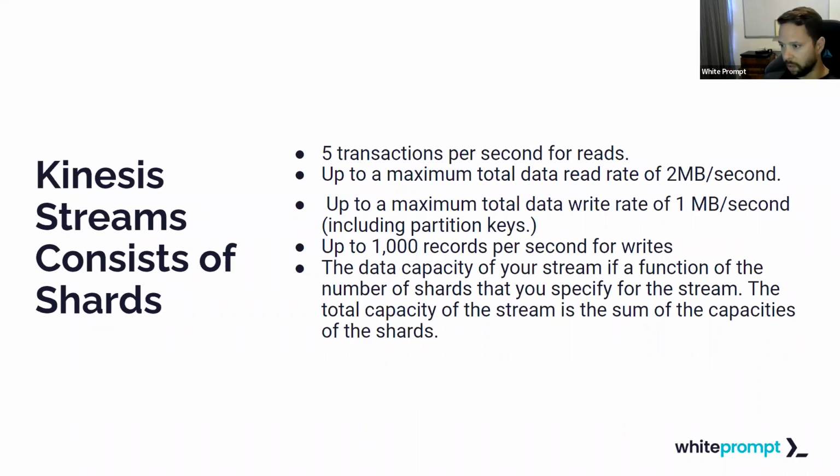As you can see, the next bullet point, 1,000 records per second for writes. And the data capacity of your stream is a function of the number of shards that you specify. So when you set this up, this doesn't scale on its own. You have to kind of know what your traffic's going to look like and how fast you want to pump information through the system. You can specify the number of shards the stream can contain. So by increasing the number of shards, you can put more information, and your consumers can get to that information quicker as well. So something to take into account, along with the counterpart, which is costs.